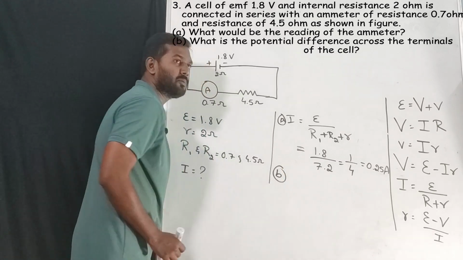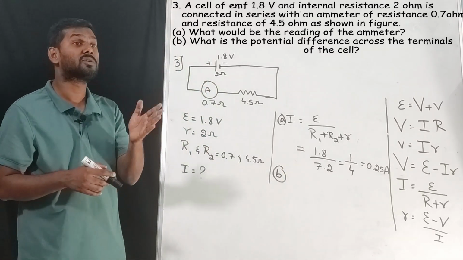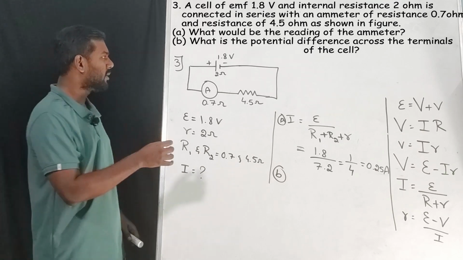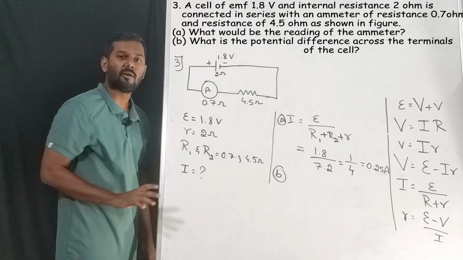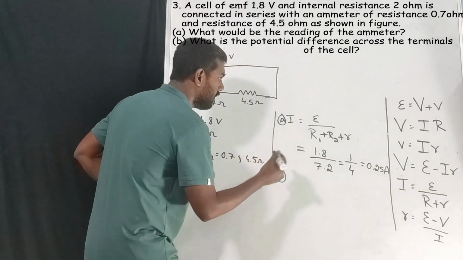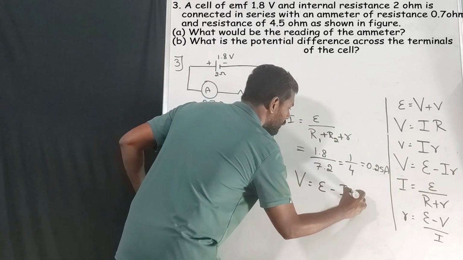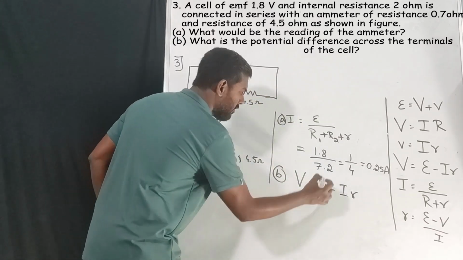Then second sub question, B. What they are asking: what is the potential difference across the terminals of the cell? What do you mean by that? The terminal voltage we have to find. We have a formula for terminal voltage, correct? V is equal to E minus I into r. So we have all the values.